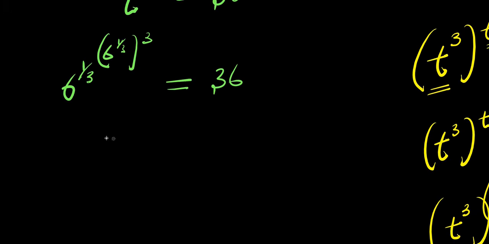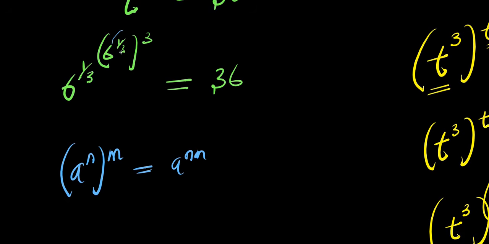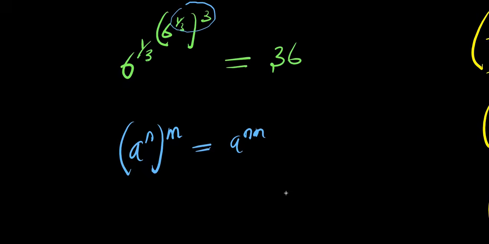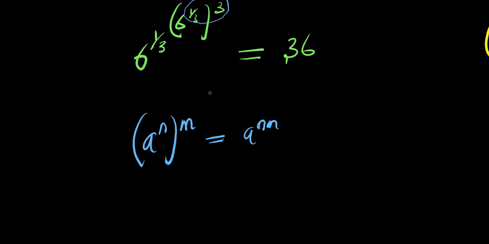Now, recall that if you have a power n raised to the power of n, this equals a power n times n. I start by multiplying this exponent. So 3 times 1 over 3 will give us 3 over 3, and 3 over 3 is 1. So what we are going to have is 6 to the power of 1 over 3, and this is raised to the power of 6. Because 3 times 1 over 3 is 3 over 3, that is 1.